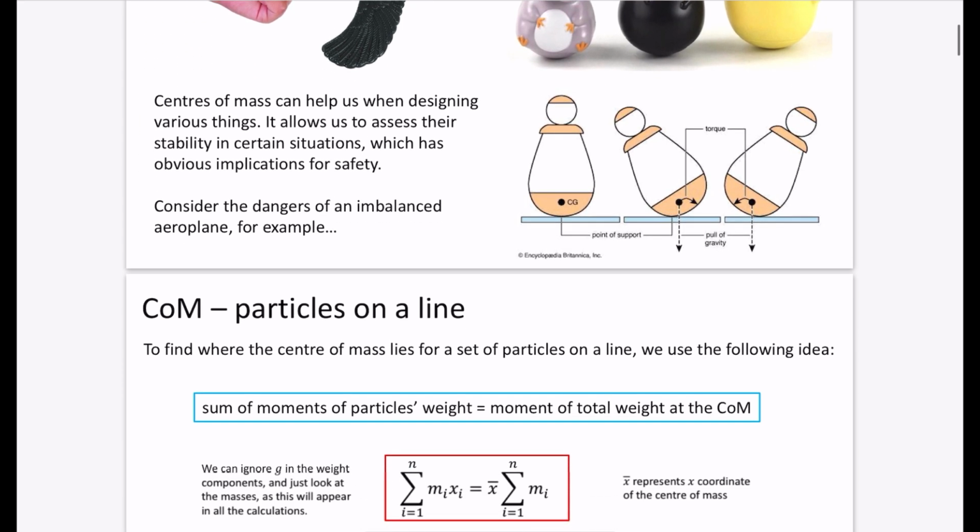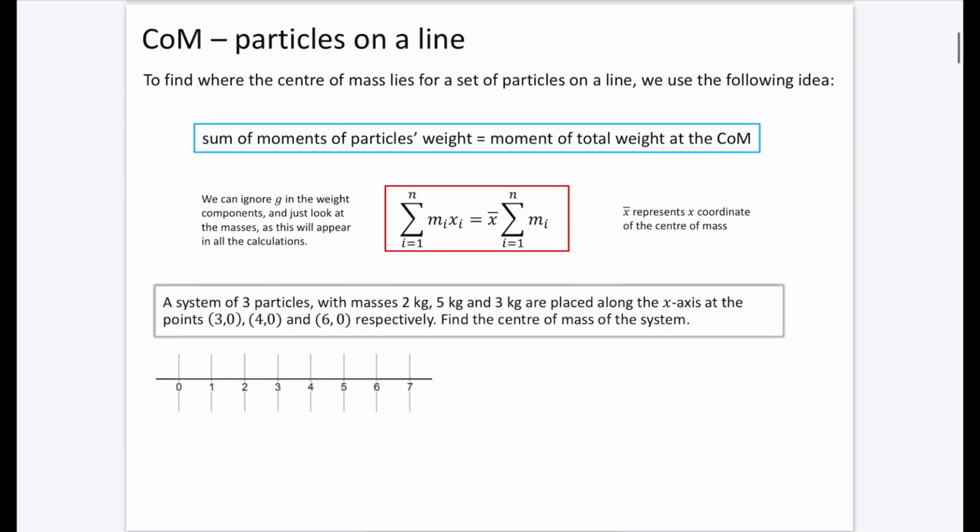So what we're going to do is dive straight in with, how do we find the center of mass? And you'll see me using COM for center of mass in lots of different places here. To find where the center of mass lies for a set of particles on a line, we use the following idea. And this is literally the idea that's going to take you all the way through chapter 2 and chapter 3. The sum of the moments of the particles' weights is equal to the moment of the total weight at the center of mass.